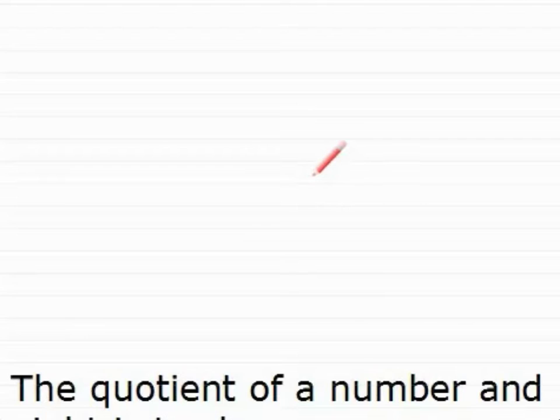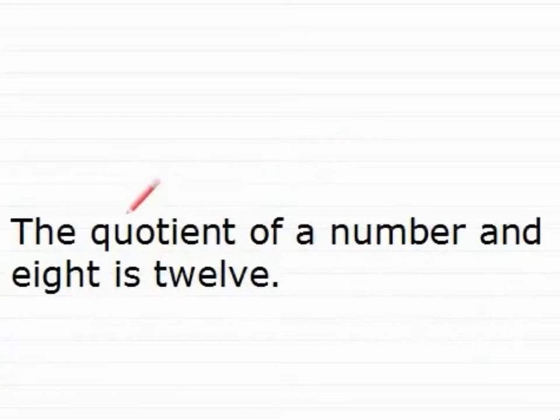First, let's review some words or phrases that mean division. Words like divide, quotient of, per, out of, and some others. Here's an example of a problem we can solve. The quotient of a number and 8 is 12.